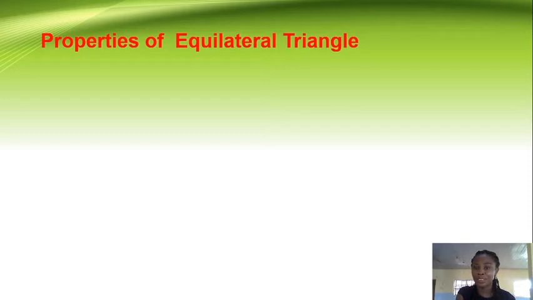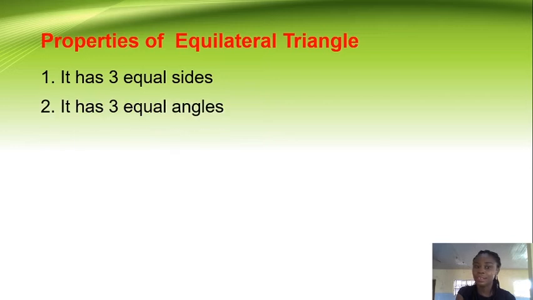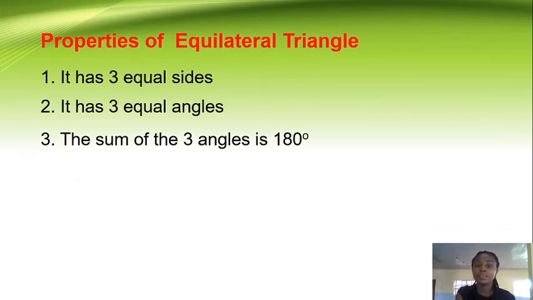Properties of equilateral triangle. It has three equal sides. Equilateral triangle has three equal angles. Equi, from the word equal, means everything is equal, right? The sum of the three angles is 180 degrees.